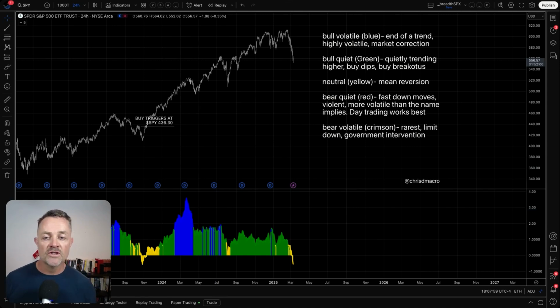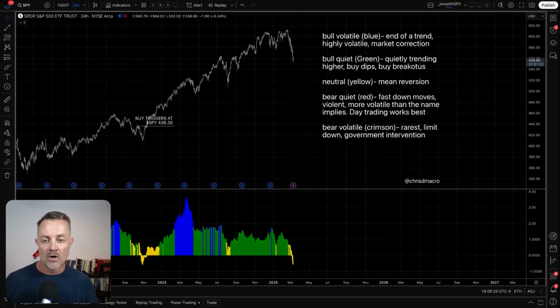The bull volatile regime, that's the blue one, is more fragile price action. We have larger percent changes day over day, meaning yesterday might have been up 1%, today down 1% or 2%. Big day-to-day moves. This regime is actually the requirement for a market correction. Without this regime showing up on your chart, you don't have to worry about a market correction happening.